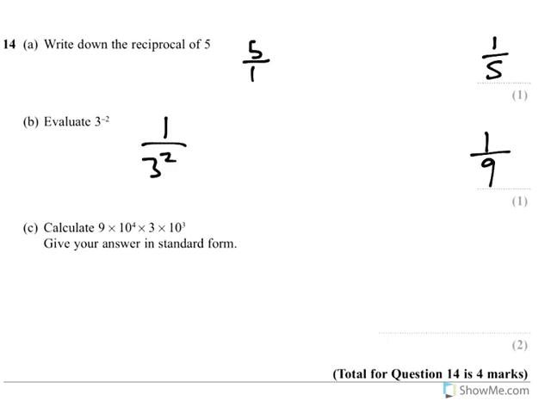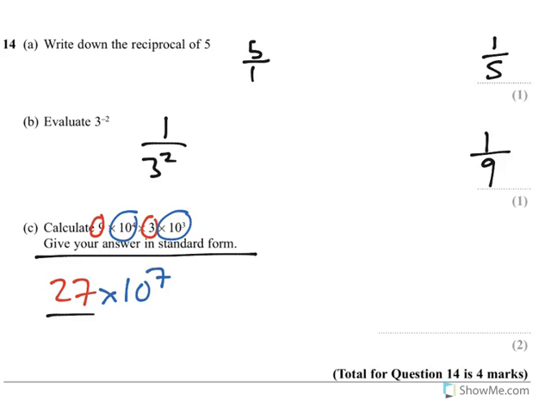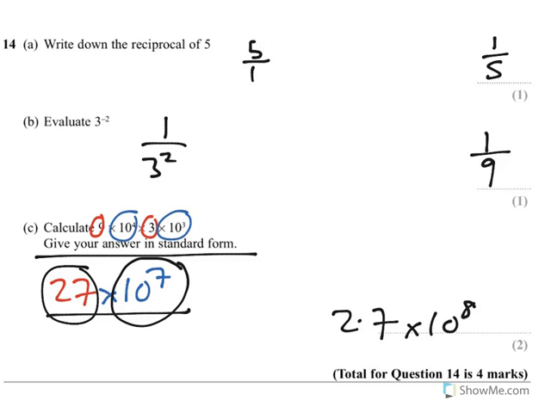Question C. 9 times 10 to the power of 4 times 3 times 10 to the power of 3. So we'll multiply these two together and we'll multiply these two together, which will leave us with 27 times 10 to the power of 7. Now we're asked to give our answer in standard form. This is not in standard form, so we need to make this number 10 times smaller, which means we need to make this number 10 times bigger to keep it the same number. So it will be 2.7 times 10 to the power of 8.